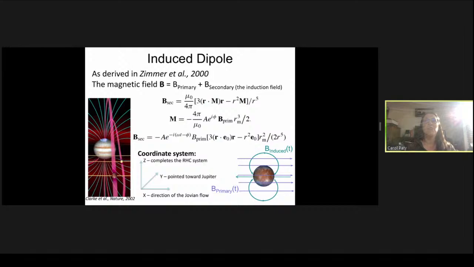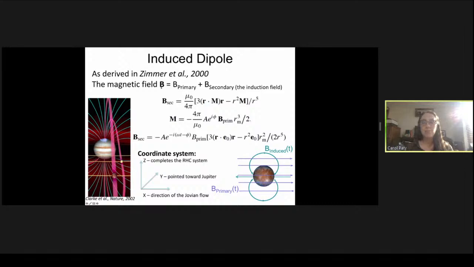So the induced dipole, if you have a dire need to see the equations, I thought I would be doing a disservice to not at least put one slide of equations up. But this derivation can be found in Zimmer and Khurana et al. in 2000. And this is really the foundation of probing the interior of icy moons with magnetic fields, or better, living through space physics, as I phrased it on the earlier slide. And so this is how we get from a primary driving magnetic wave, to an induced secondary magnetic field, and then the total B that's over here, that's what we observe with the spacecraft.